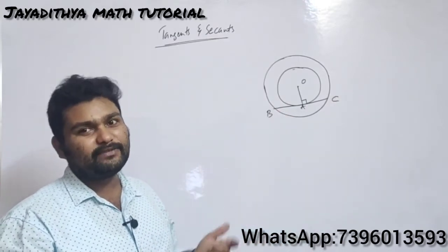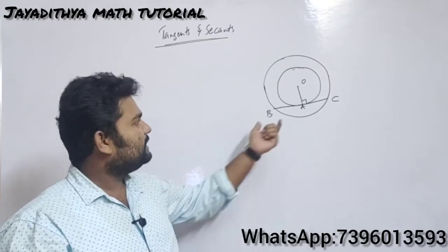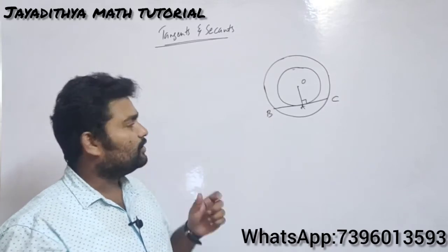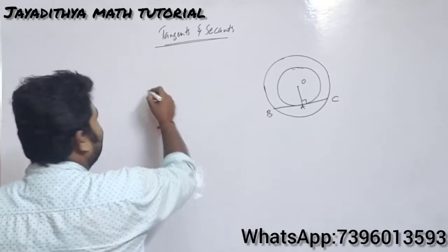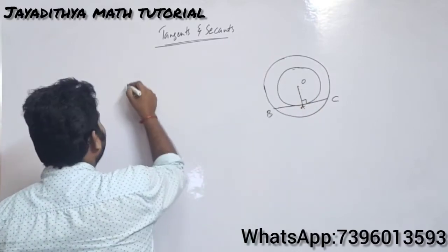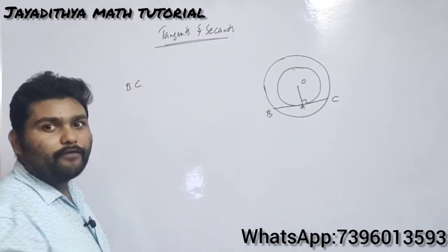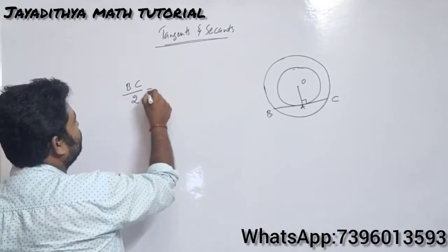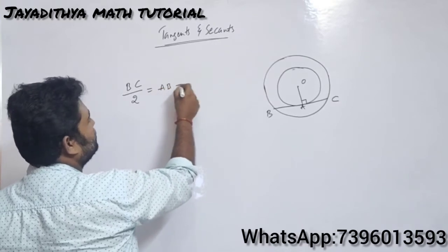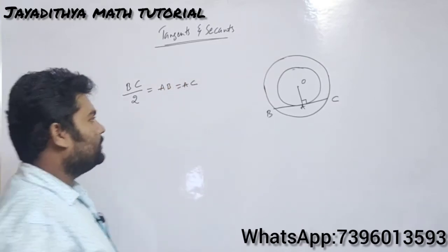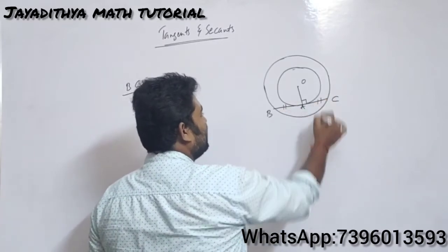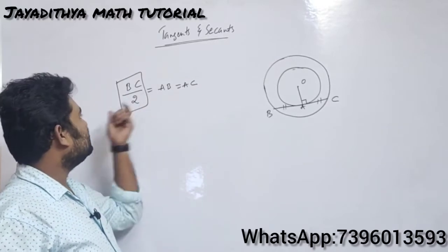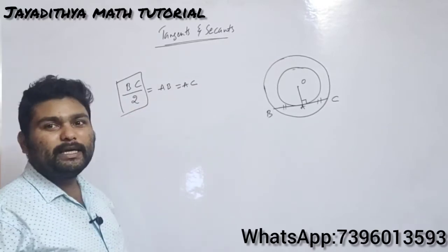Now BC is the chord here for the bigger circle. So we can say that if you draw a perpendicular from the center to the tangent, then it bisects the chord of the bigger circle. That means BC by 2 will be equal to AB, which is also equal to AC. So AB is equal to AC, which is equal to BC by 2. That means here BC is bisected.